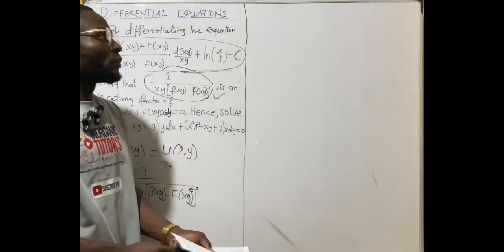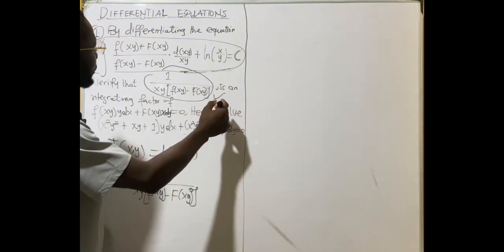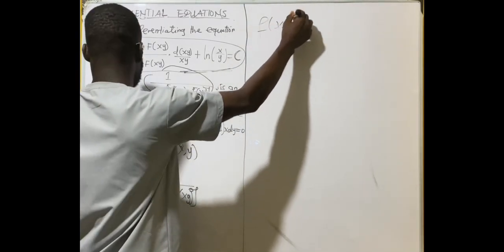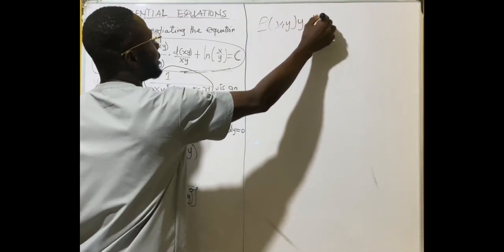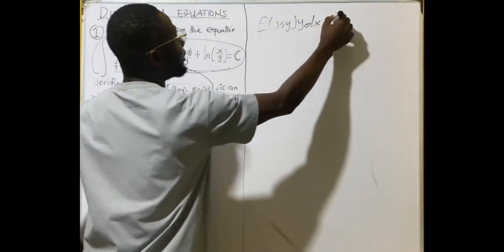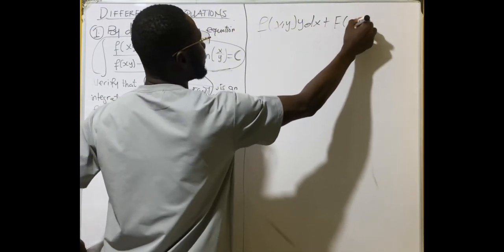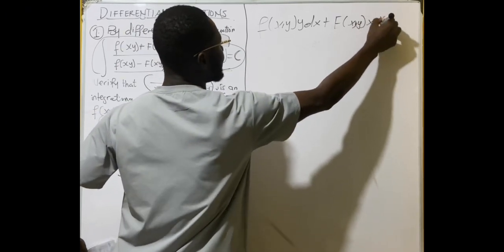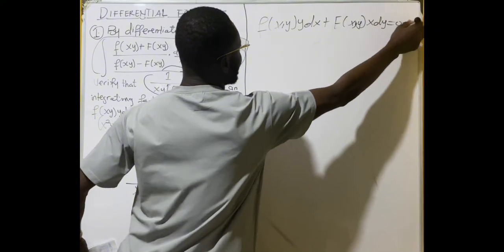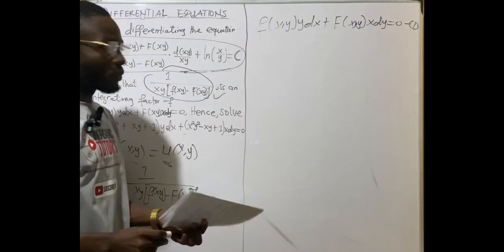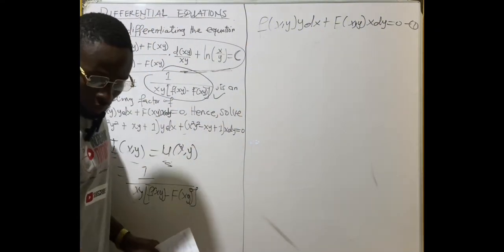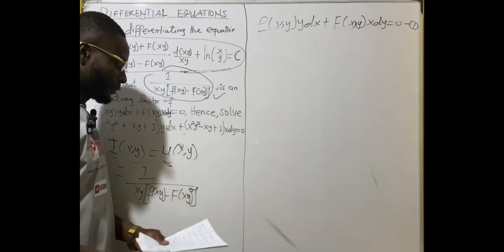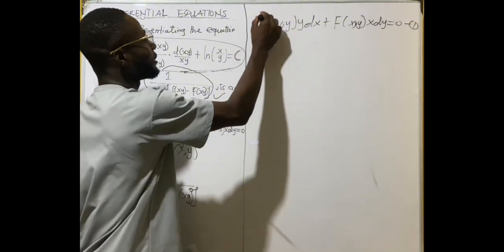Now let's name this equation 1: f of xy times y dx plus big F of xy times x dy equals 0. We are naming that equation 1.